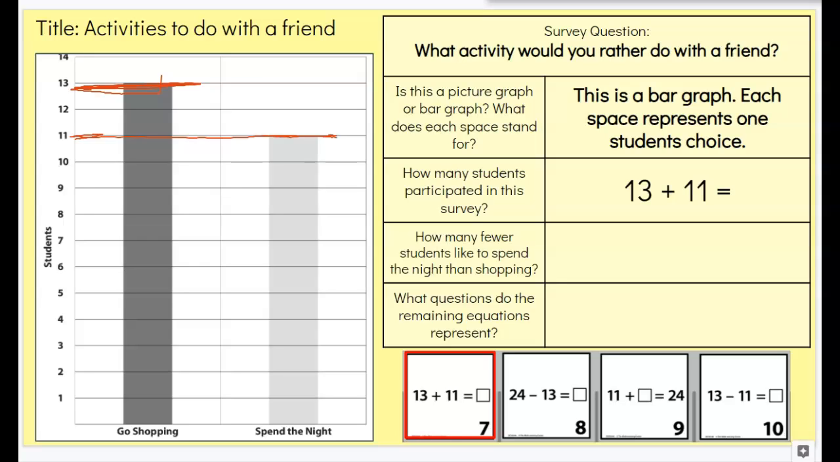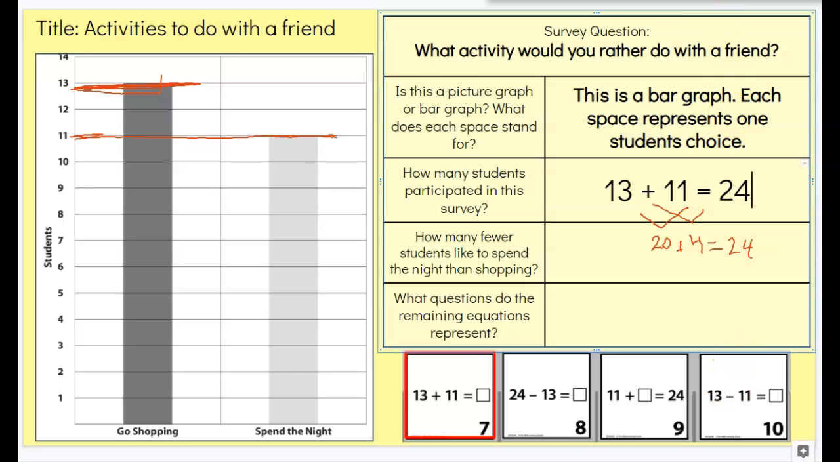Now you can use any strategy that works for you to add these numbers together. If you haven't solved this on your whiteboard yet, go ahead and do that with me now. I'm going to use the splitting strategy. I know that if I have my 2 10s together from 13 and 11, I have 20 with my 2 10s. And then I know if I add my 1s, my 3 and my 1, I get the number 4. So all together, I know that there's 24 students participating in this survey. Show a connection if that's the answer that you got too.